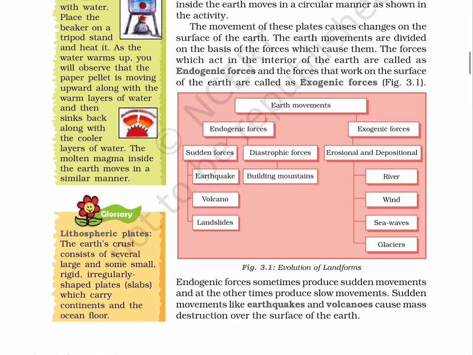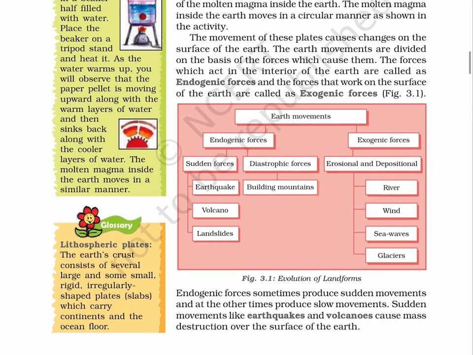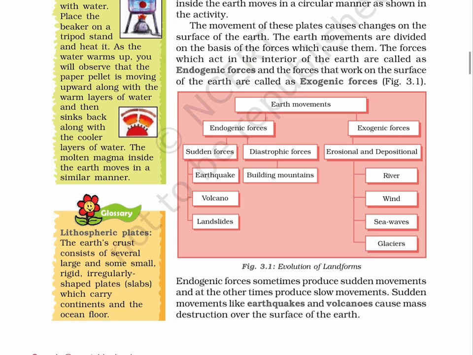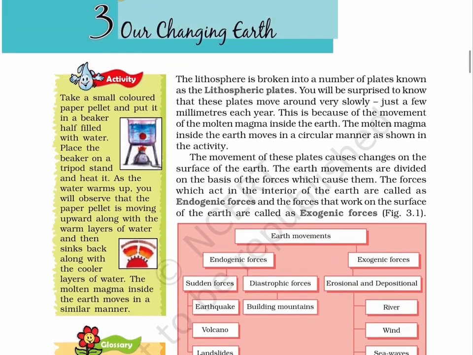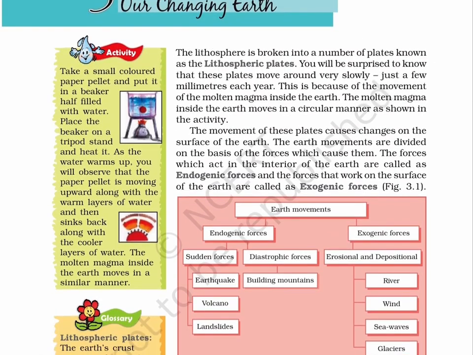Endogenic forces are sudden forces, and they are responsible for earthquake, volcano, and landslides. Also, they are diastrophic forces, building mountains. Whereas exogenic forces are erosional and depositional, and they represent river, wind, sea waves, glaciers. The evolution of landforms is summarized in this diagram. Also, on the left side of the page we have two boxes, the one asking for an activity.